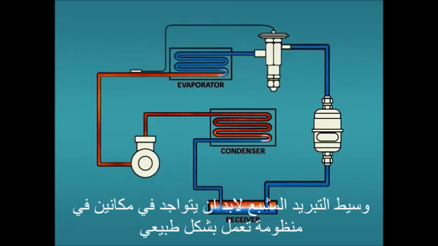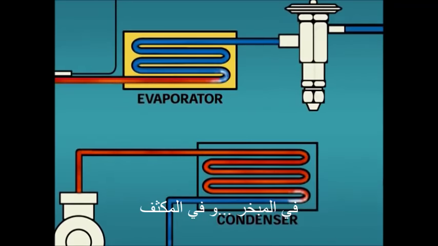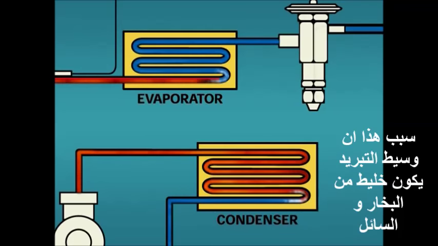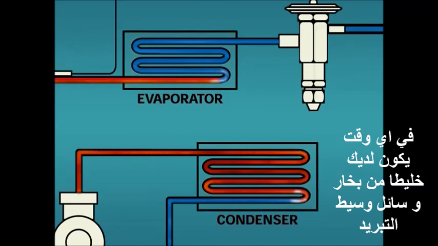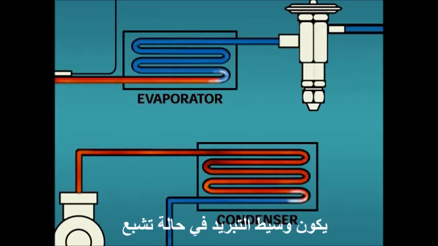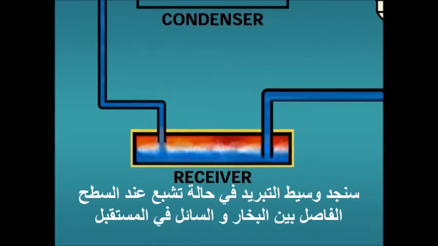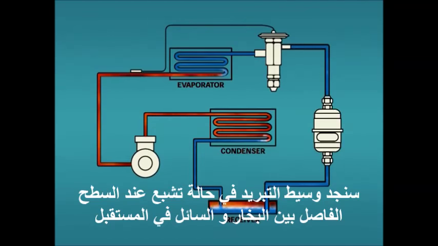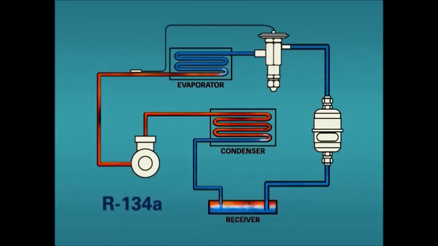Saturated refrigerant must exist in two places of a normal operating system, in the evaporator and in the condenser. This is due to the fact that the refrigerant becomes a liquid and vapor mixture in the evaporator and condenser. Anytime you have a liquid and vapor refrigerant mixture, the refrigerant will be at saturation. For systems with a receiver, saturated refrigerant will also be found at the liquid-vapor interface at the refrigerant level in the receiver. For our example, we will use R134A.